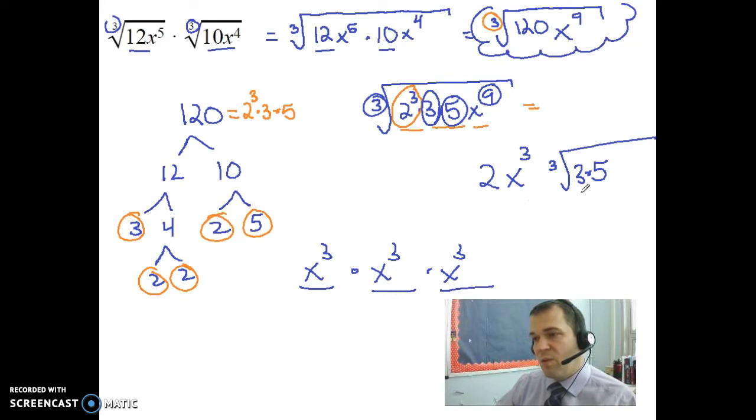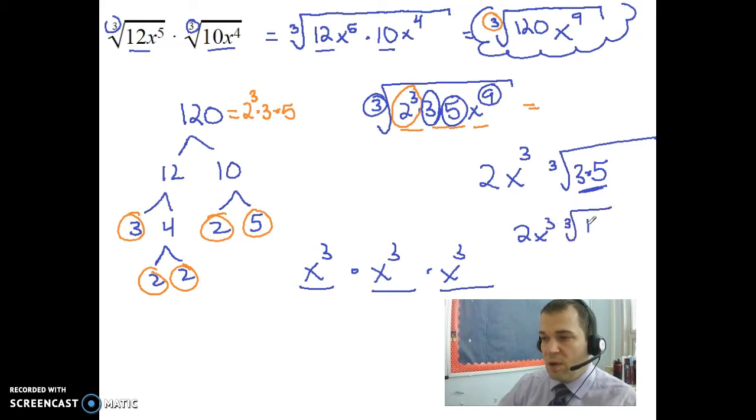So my final answer, of course I'm going to simplify this because I can. The best final answer is 2x cubed times the cube root of 15.